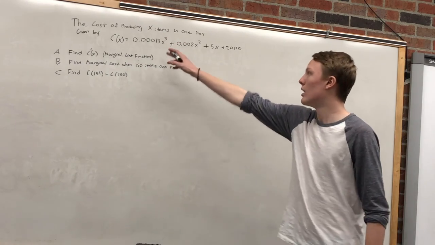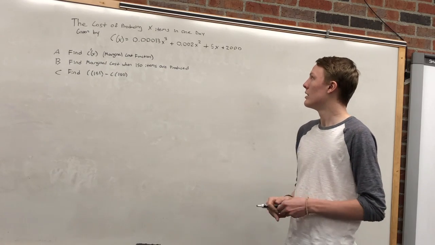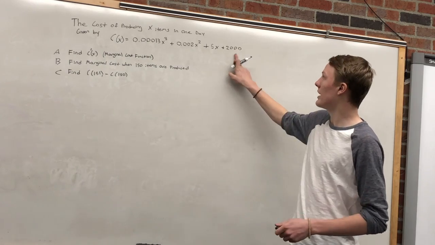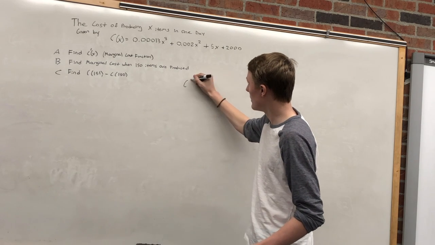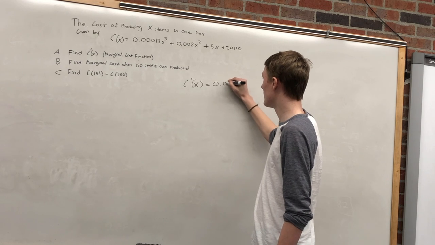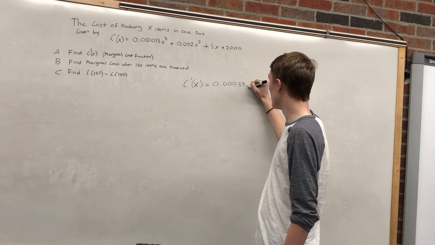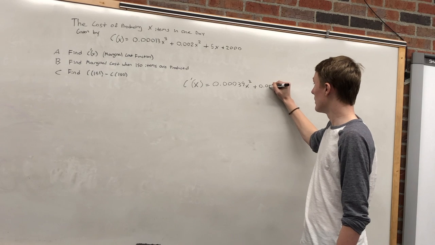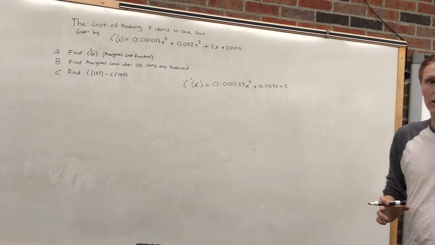We multiply 0.00013 by 3, 0.002 by 2, and then subtract 1 from each exponent, and then the constant will go away because there's no x value. And so you get C prime of x is equal to 0.00039x squared plus 0.004x plus 5.